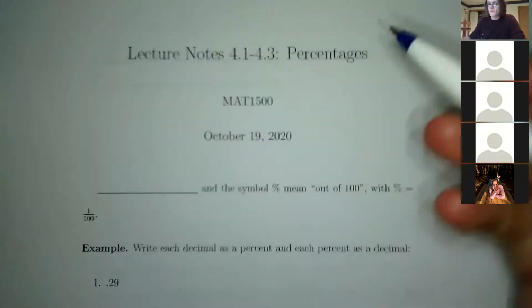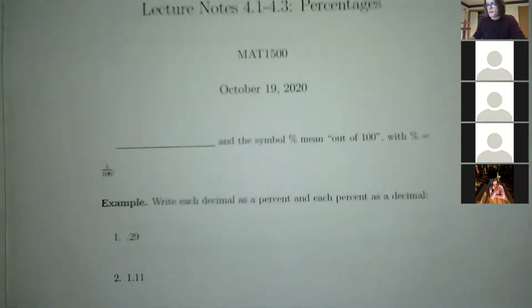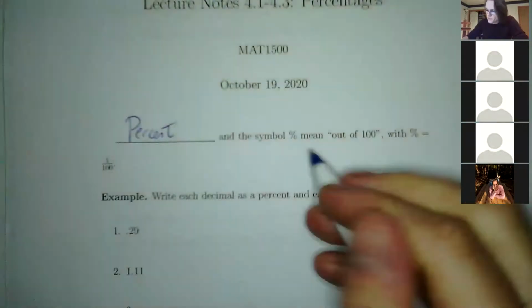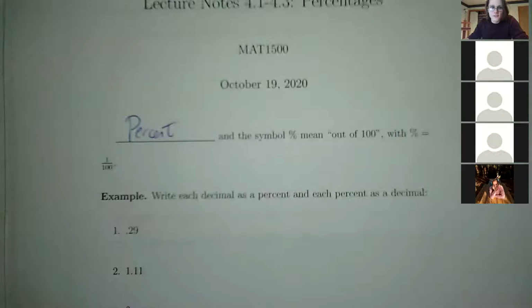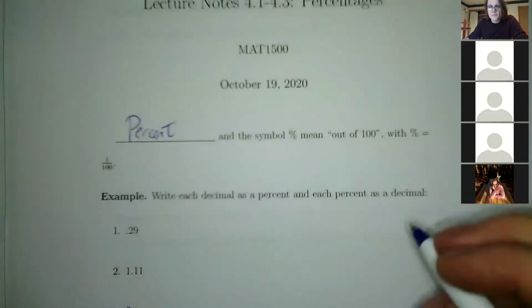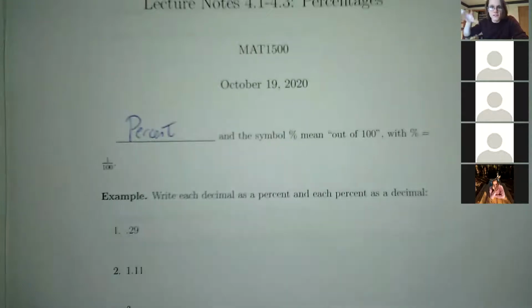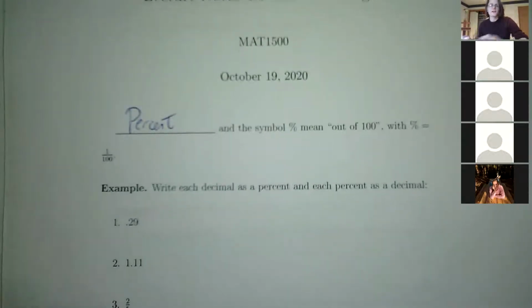So 4-1 to 4-3, it's kind of all here. And so I did mention this before, but percent, the symbol percent, just means out of 100. Whenever you see the percent symbol, you can just read it as 1 over 100 in line. So if something says 4%, you can do 4 times 1 over 100. And that's exactly what it means.